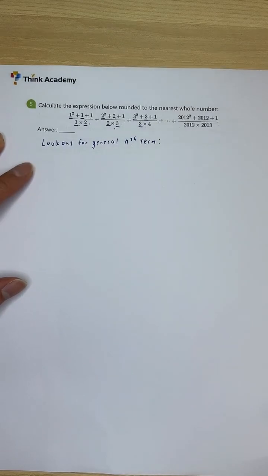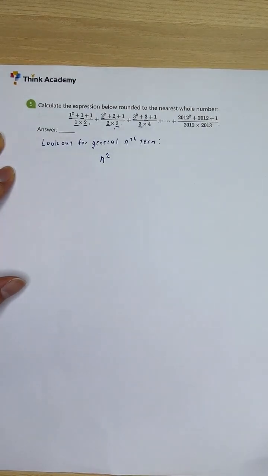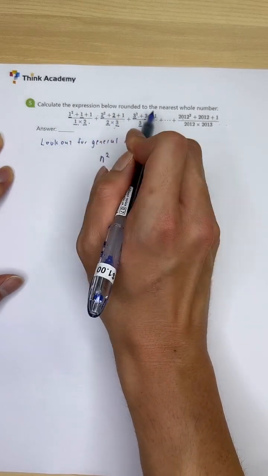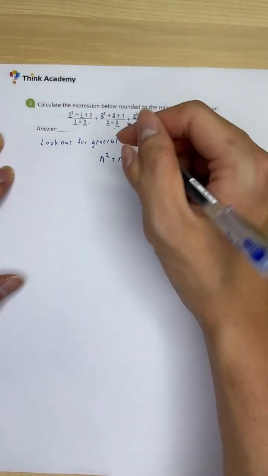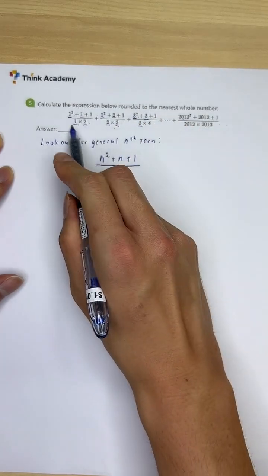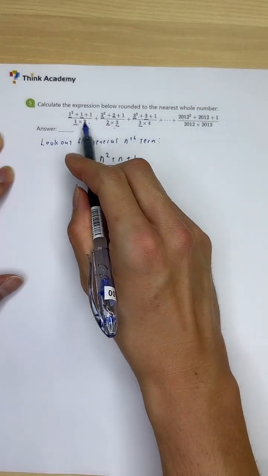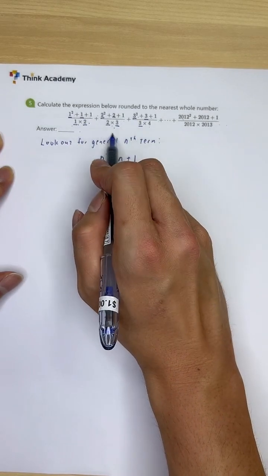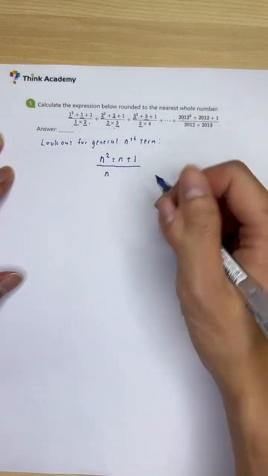So with all this really nice information, we can look out for the general nth term. It's going to be n squared, because 1, 2, 3, 4, all the way to n. Now this one is going to be just n, and then we have a plus 1. Then divided by n, since it goes 1, 2, 3 again, and multiplied by n plus 1, because the first term is 2, second term is 3, third term is 4. For the nth term, you are expecting n plus 1.